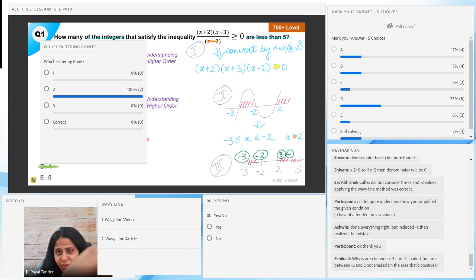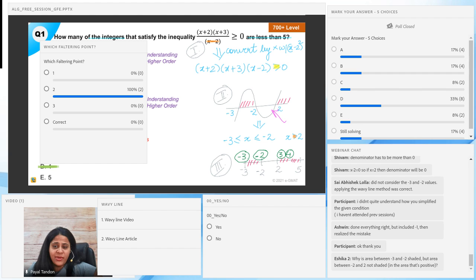See, the graph over here is below the x-axis, it is below the number line. That is why this is not shaded. What we need is the graph above, because it's positive. We need the range above the number line. That is why the pink areas have been highlighted. Got it? So again, participant and Ishika, both of you need to go through the wavy line method. Okay, so once you do that, you'll understand it.